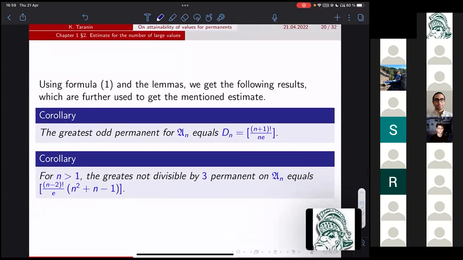So this is the end of the part about 0-1 matrices. And further, now I will tell in the same order, first about applications, then about the results, for -1,1 matrices.